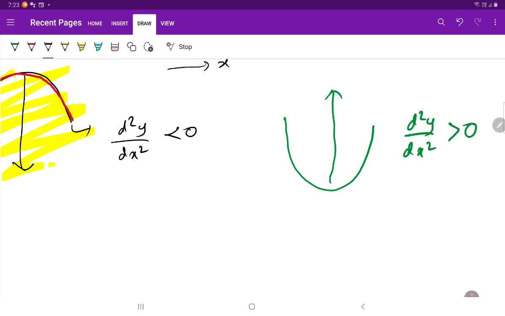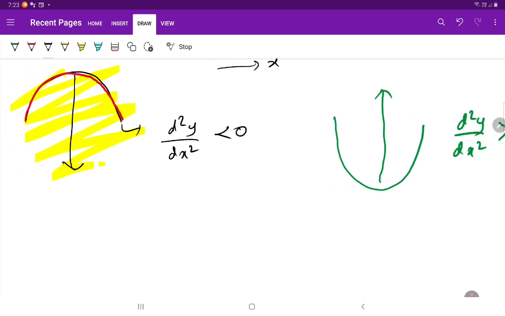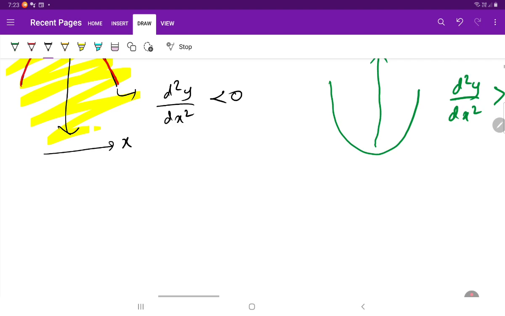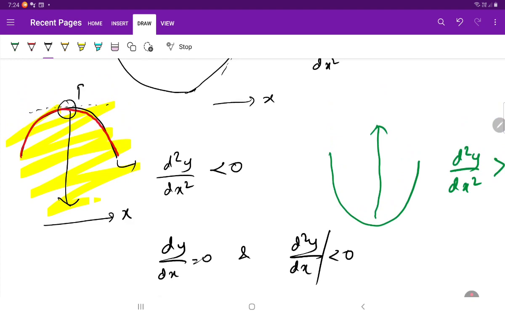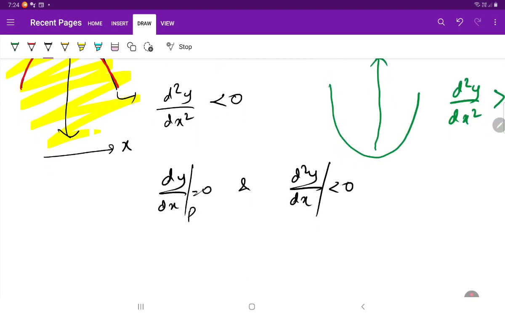Now I can draw two conclusions. As the x coordinate progresses, there will be a certain point at which a maximum will be obtained. Since a maximum is obtained, at the point of maxima dy by dx is equal to 0, and for the maximum to exist, d2y by dx2 should be less than 0 at that point. Suppose the point is P. So at point P, the derivative should be 0 and d2y by dx2 should be less than 0.